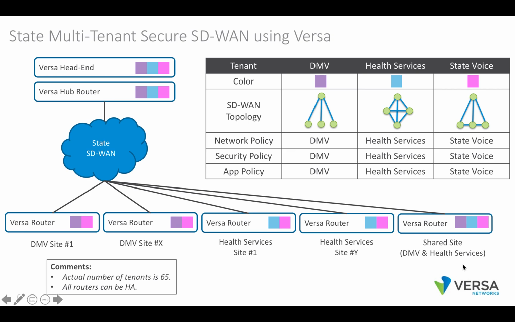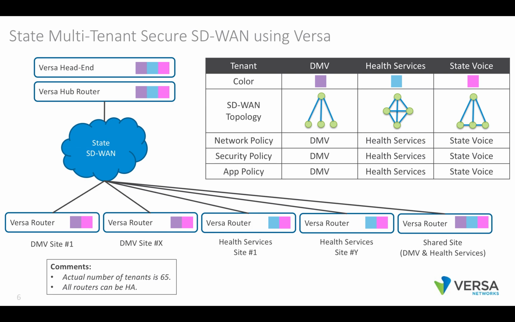Then over here, there are a small number of sites in the state where they actually have multiple agencies in the same site. So here we have one tenant for the DMV, one for health services, and the state voice network also participates in this router. From that router, we can break out each tenant via a separate Ethernet port or a separate 802.1q VLAN. And all these routers can obviously be HA.